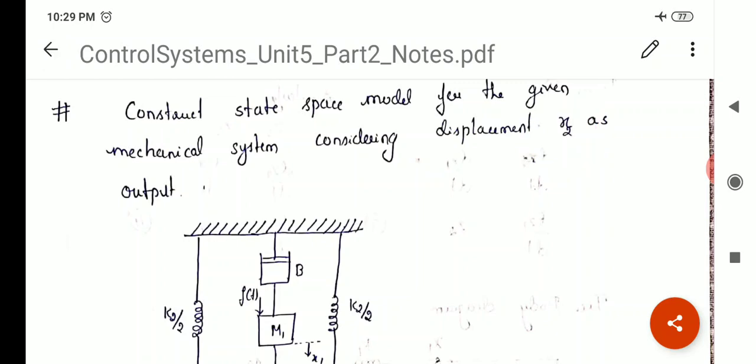Let us see the mechanical model, how it looks. There are two masses m1 and m2. m1 is associated with the displacement x1 and m2 is associated with the displacement x2, and the input force F is applied on the mass m1. As in the question it is given that x2 is the output. Suppose you consider x1 as the output, the state equations will be different. For x1 as the output, the state equations will be different, and for x2 as the output, the state equations would be different.